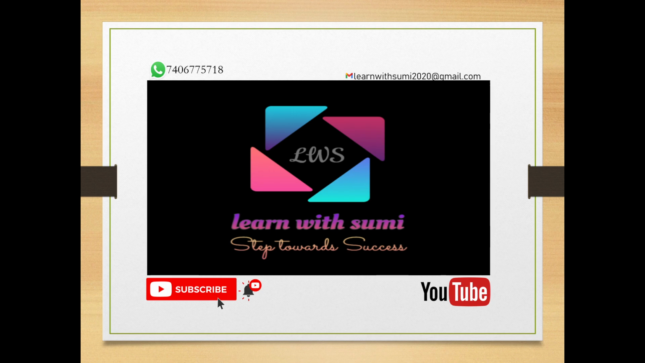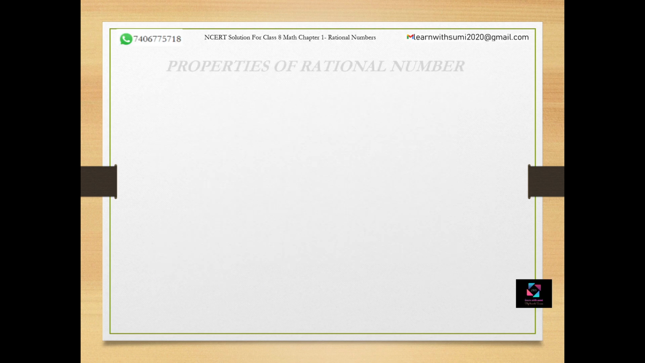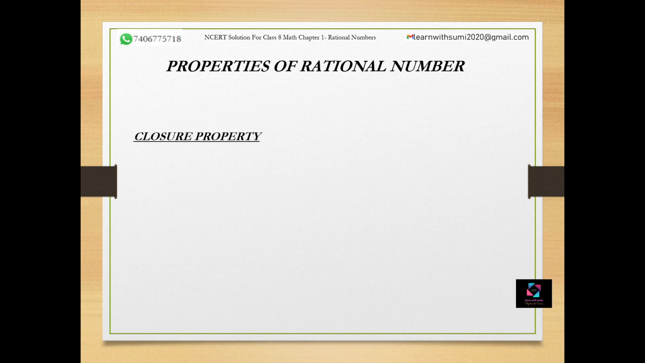Today we are going to discuss the properties of rational numbers, chapter 1, grade 8. What are the properties of rational numbers? Closure property, commutative property, associative property and distributive property.